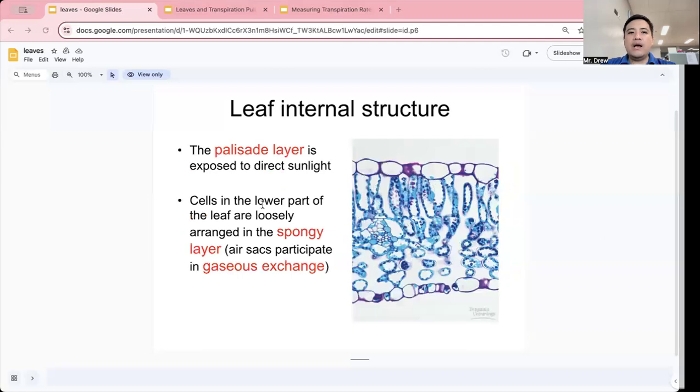And then we have the palisade layer and spongy layer. The palisade mesophyll is the main photosynthetic layer. It is located near the upper epidermis to absorb maximum sunlight, densely packed with chloroplast for photosynthesis. Next, we have the spongy mesophyll. It is loosely arranged with air spaces. This allows rapid diffusion of gases, carbon dioxide coming in and oxygen coming out. Maintains concentration gradients for efficient exchange. So these two layers work together to maximize photosynthesis and gas exchange.